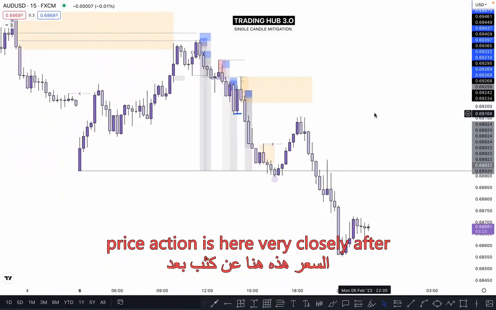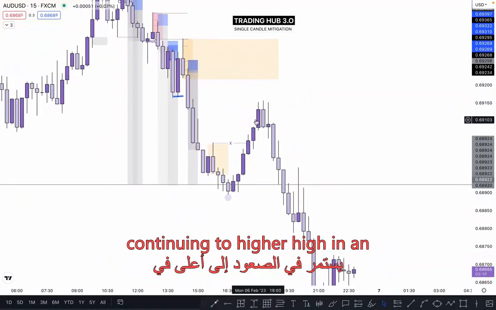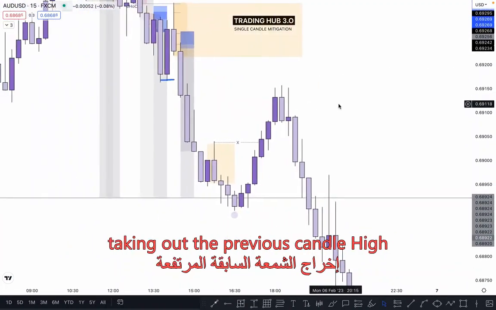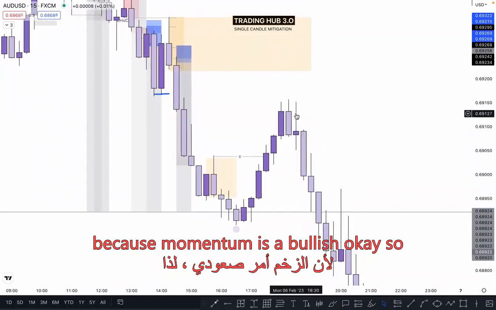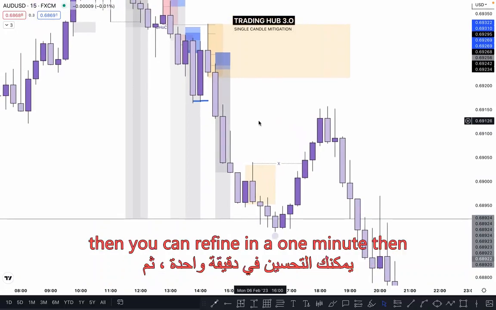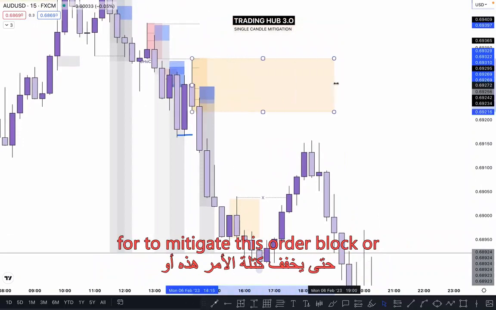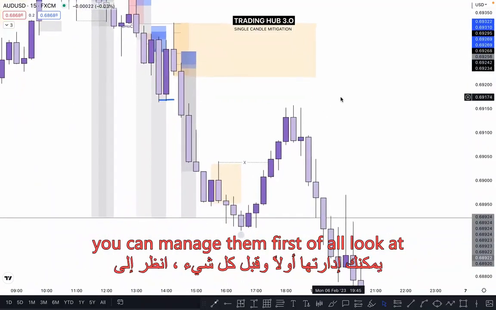Look at this price action here very closely. After taking out the inducement, the market continued going higher high in an impulsive wave, but you have to wait for it to take out the previous candle high, because momentum is bullish. Okay, so once the market creates any single candle POI, then you can refine it in the 1 minute, then you can take entry. You don't need to wait to mitigate this order block or extreme order block anywhere. Okay, so how can you manage them?